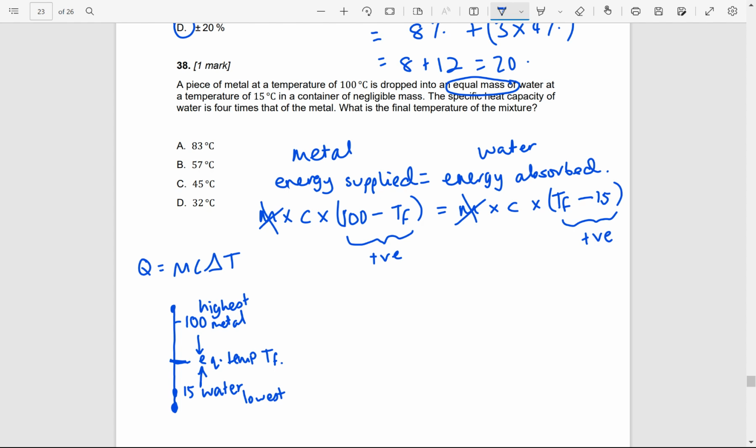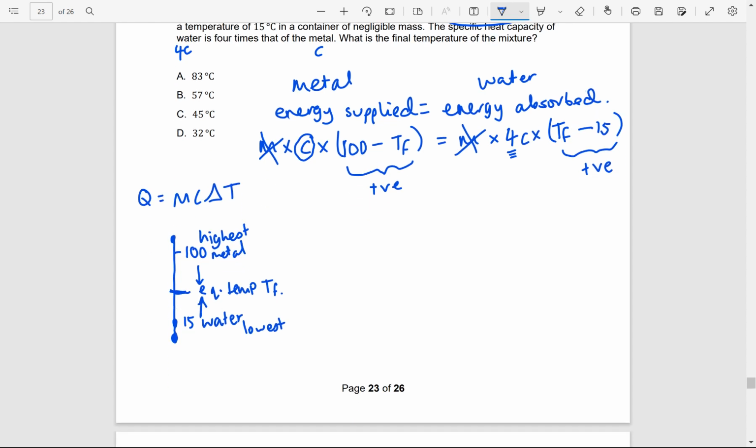So the specific heat capacity of the metal, we're not given numbers, but the specific heat capacity of water is 4 times that of the metal. So I'm just going to say, if C is for the metal, then 4C is the water. It's 4 times the metal. So if the metal is C, the water is 4C. Okay, so I've just kind of dropped that in there.